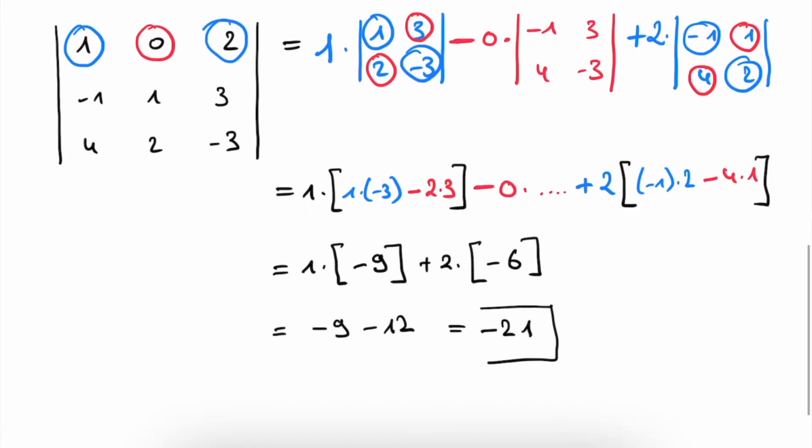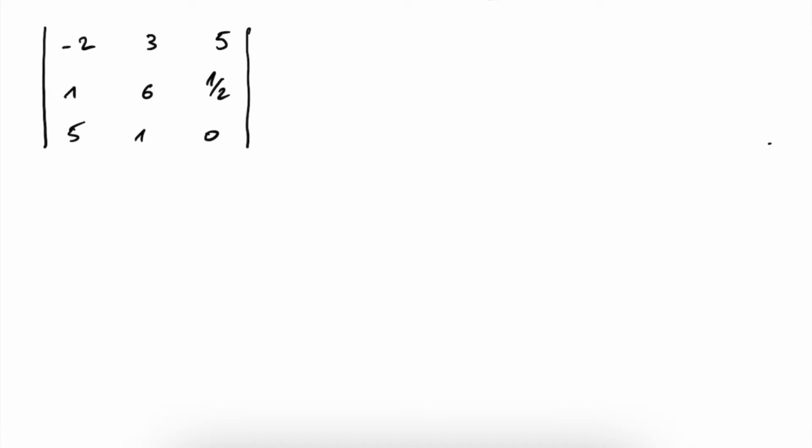This went quite well, so let's go to the next exercise, which is again a 3 by 3 determinant of minus 2, 3, 5, 1, 6, 1 half, 5, 1, 0. And again, the first step is the most important one and the one where students make the most errors.